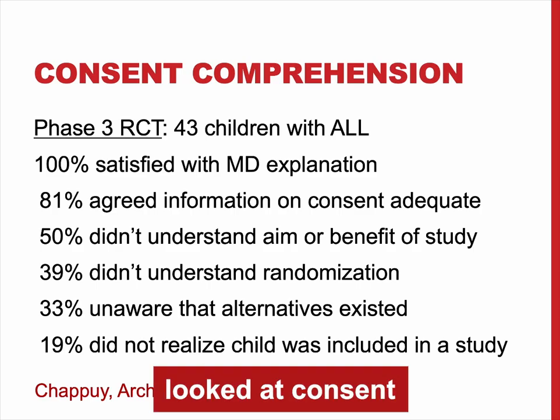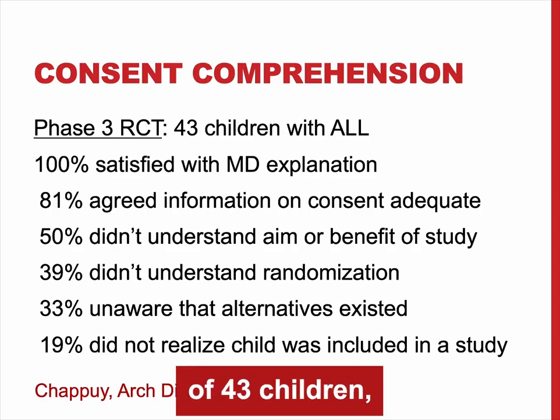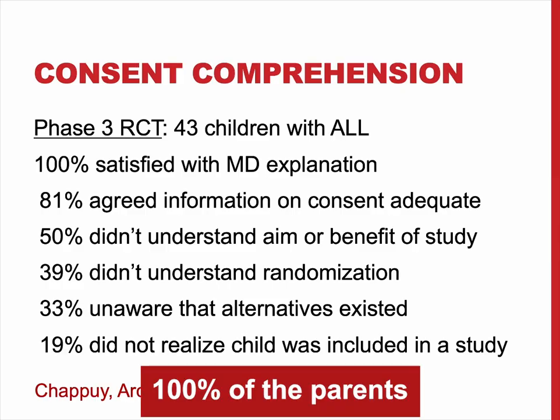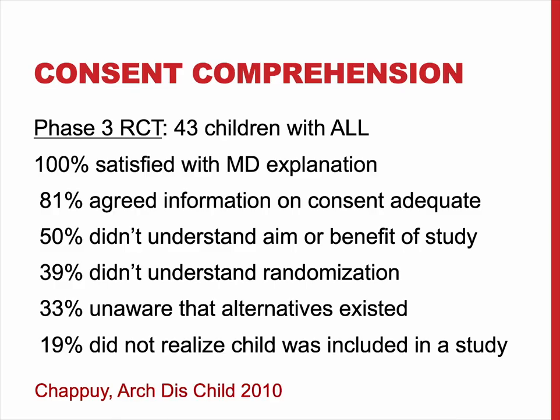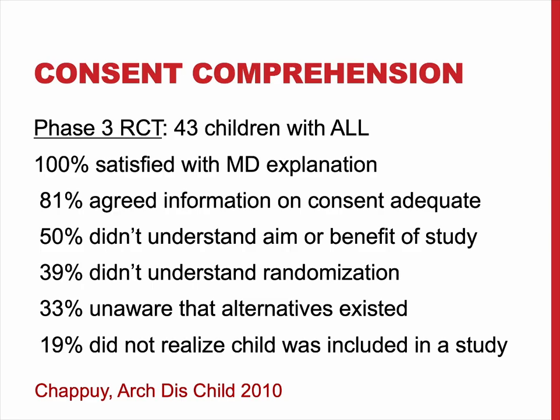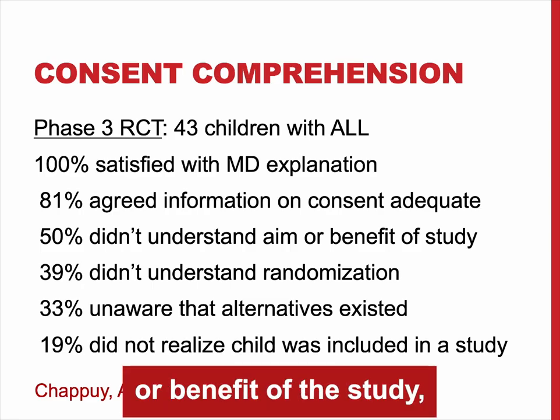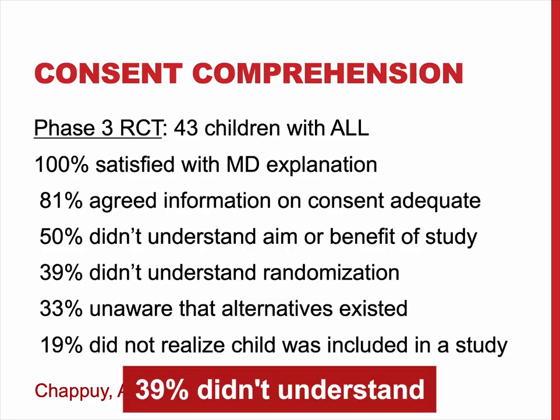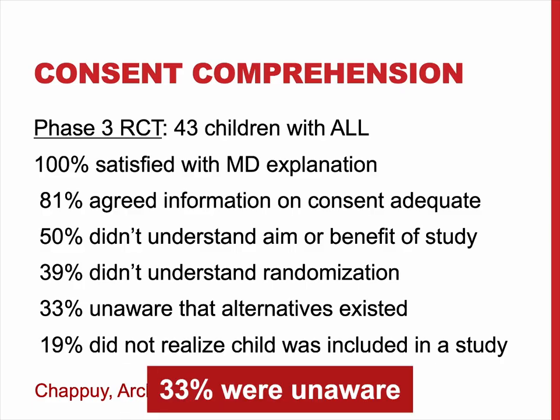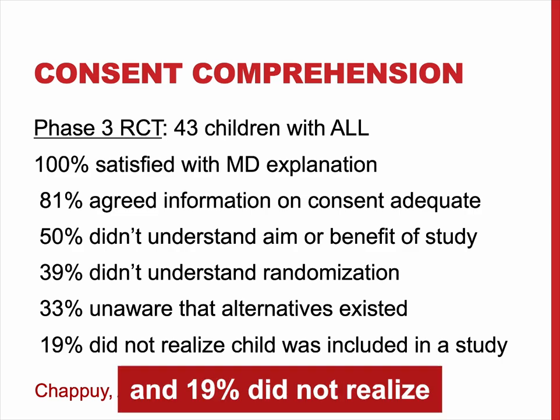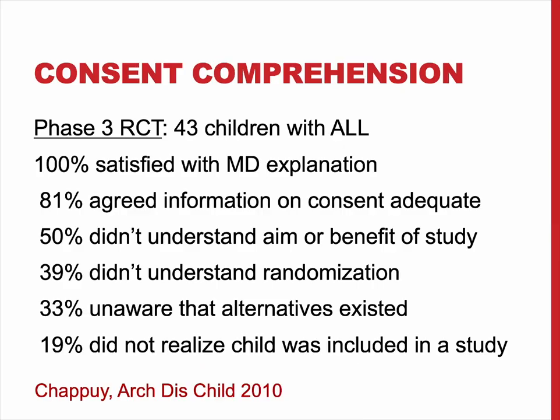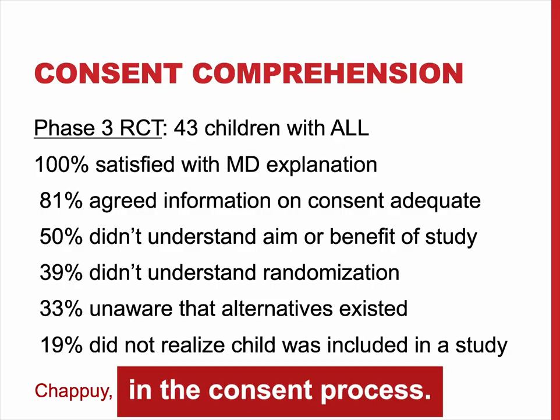This study looked at consent in a randomized clinical trial of 43 children with acute lymphoblastic leukemia. 100% of the parents were satisfied with the physician's explanation. 81% agreed that the information presented was adequate. 50% didn't understand the aim or benefit of the study. 39% didn't understand the concept of randomization. 33% were unaware that alternatives existed. And 19% did not realize that their child would be participating in a study. This study illustrates that there is room for improvement in the consent process.